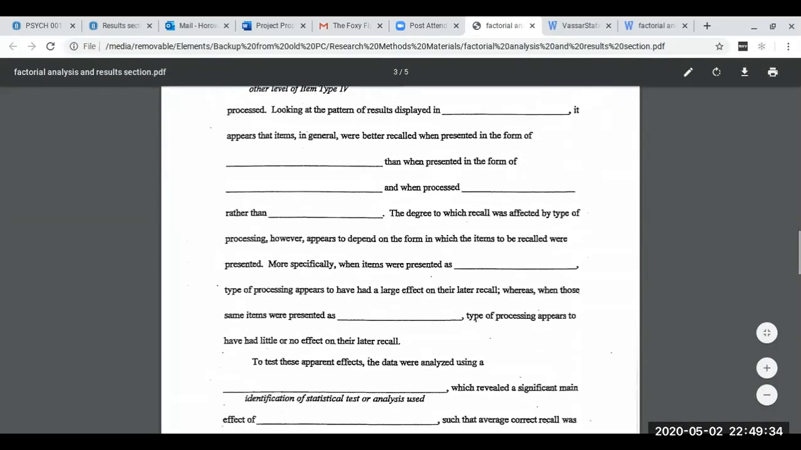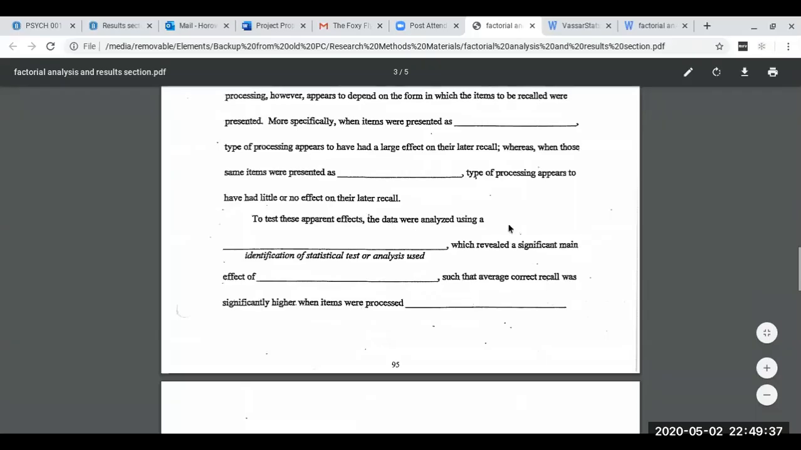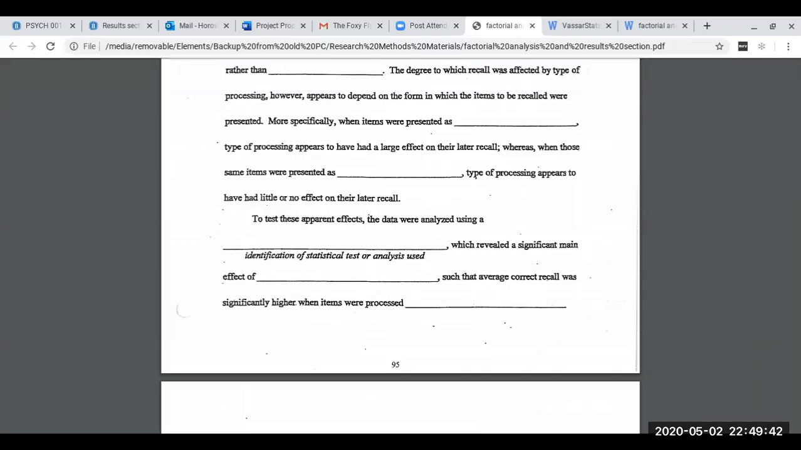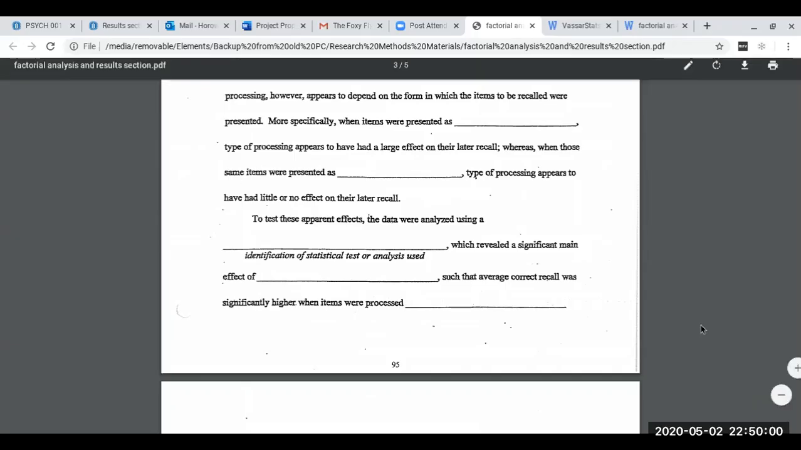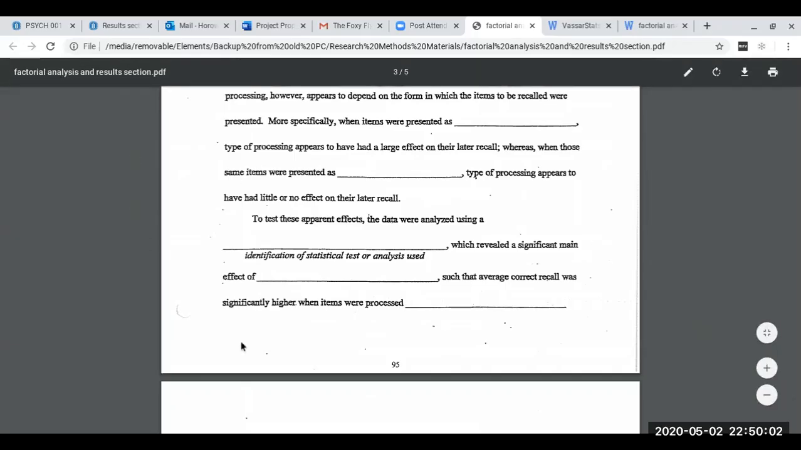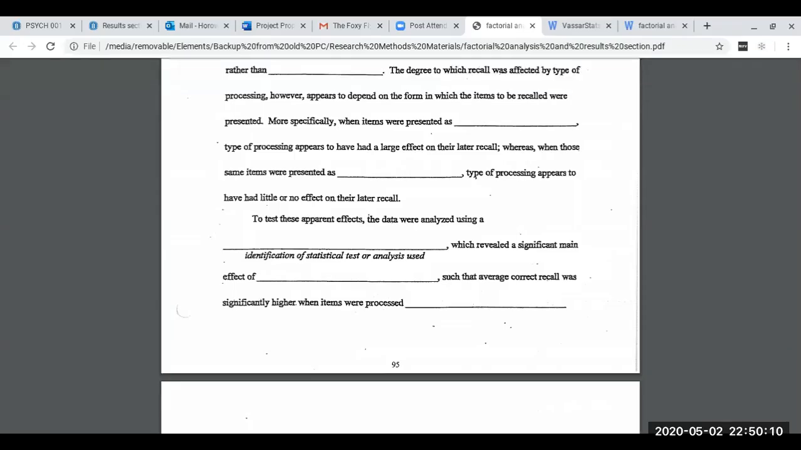To test these apparent effects, data were analyzed using what kind of statistical test? Well, it's the one that you answered for number 2. So something about a 2 ANOVA within something like that, which revealed a significant main effect of, what's the first main effect? Well, it looks like we talked about type of processing or item type, right? So what words around here would tell us which one we're looking at, such that the average recall was slightly higher when items were processed. So was it item type or type of processing?